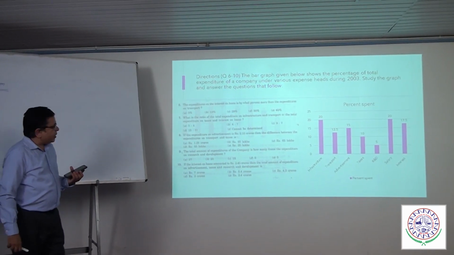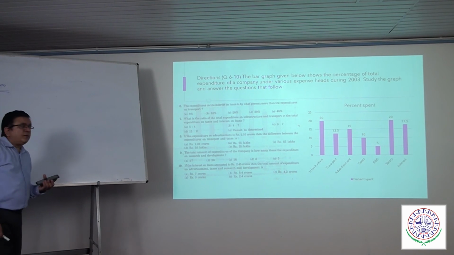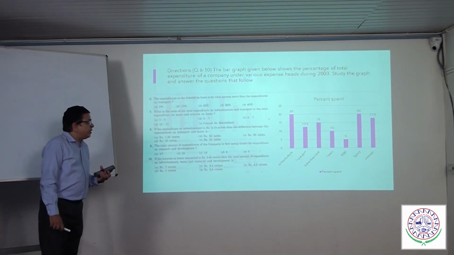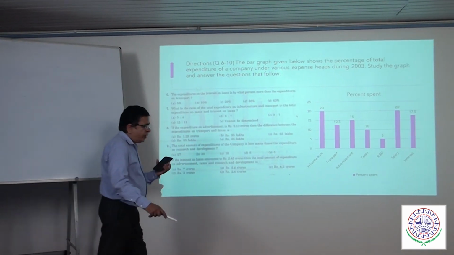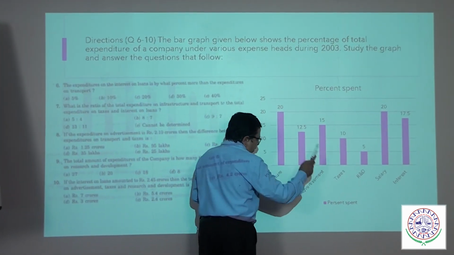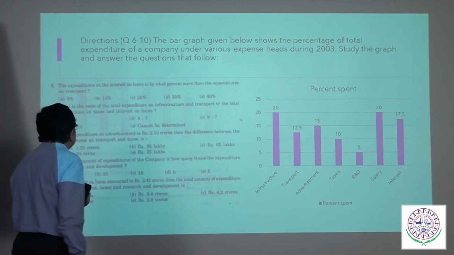Here we have a bar chart which says the percentage of total expenditure of a company under various expense heads during 2003. Study the graph and answer the questions that follow. Then you have various heads of expense here: infrastructure, transport, advertising, taxes, R&D, salary and interest.